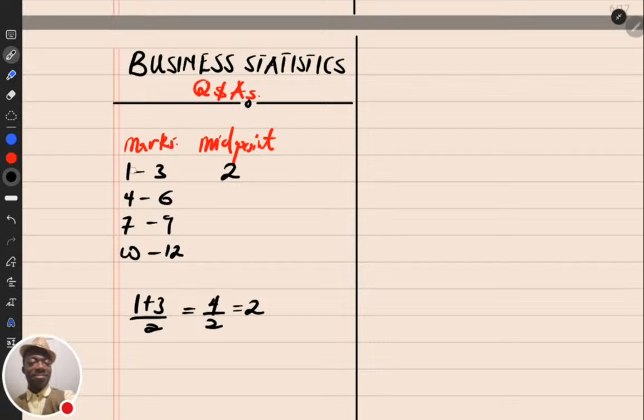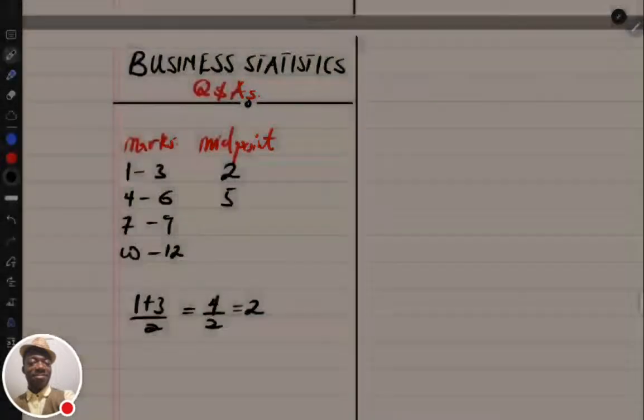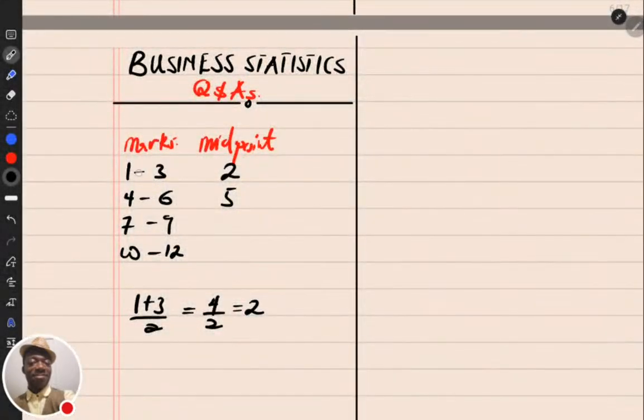So we have 1 and 3 added, you get 4 divided by 2. Likewise, 4 and 6 added, you get 10 divided by 2, you get 5. Once you're able to get the first two, if you want to use the method I'm about to teach you, you must always check that the class marks you see here have the same class size or class width, so that you can use the method. Here I can deduce that they all have the same class width.